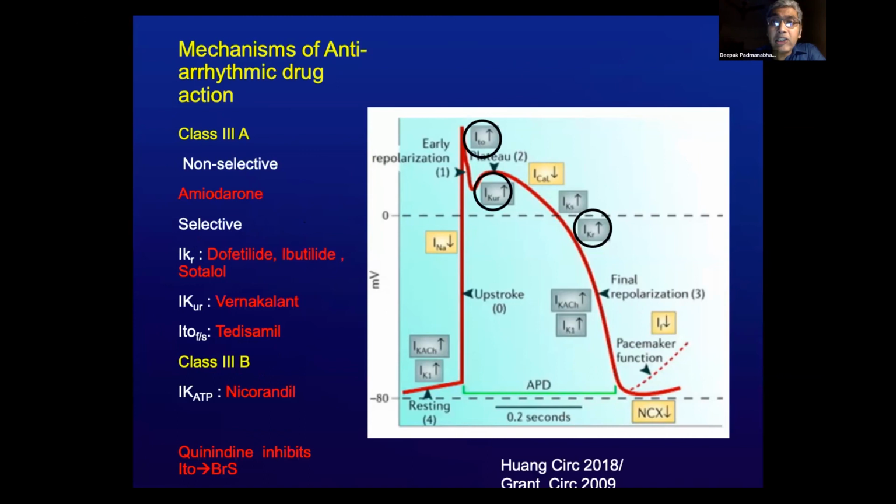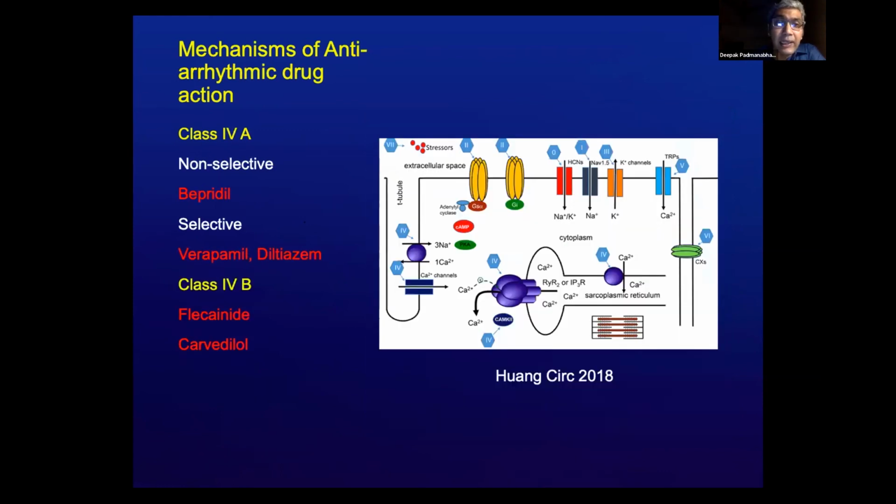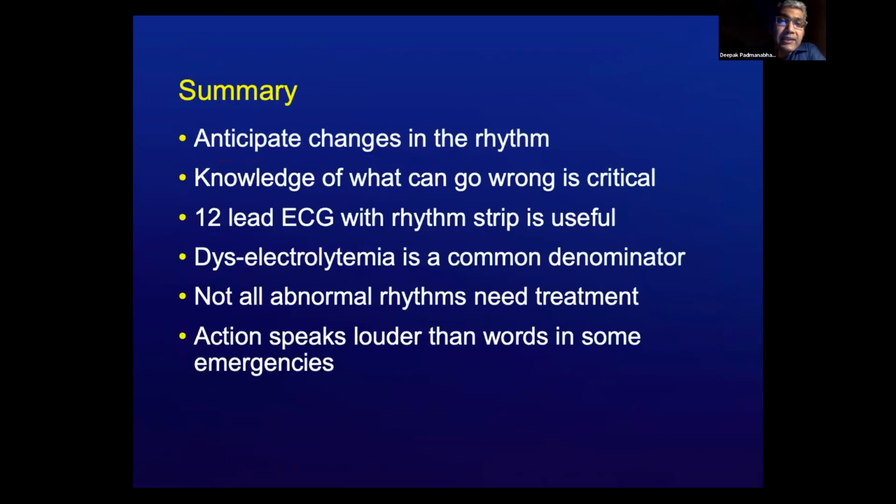It's very important to know these new drugs because additional applications are coming for these drugs, and it's critical to have an understanding of what they do to the myocardium. The class 4 drugs are the calcium channel blockers. Depending on which calcium channel they block, they are divided into either selective or non-selective, as well as class 4B, which is flecainide.